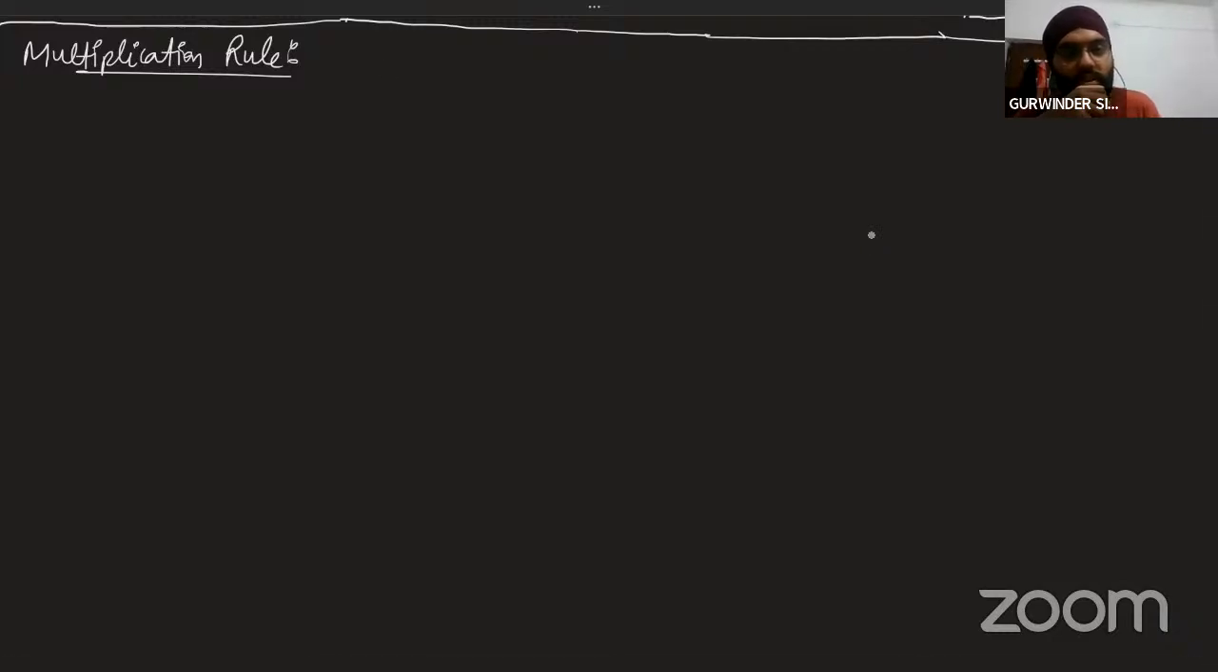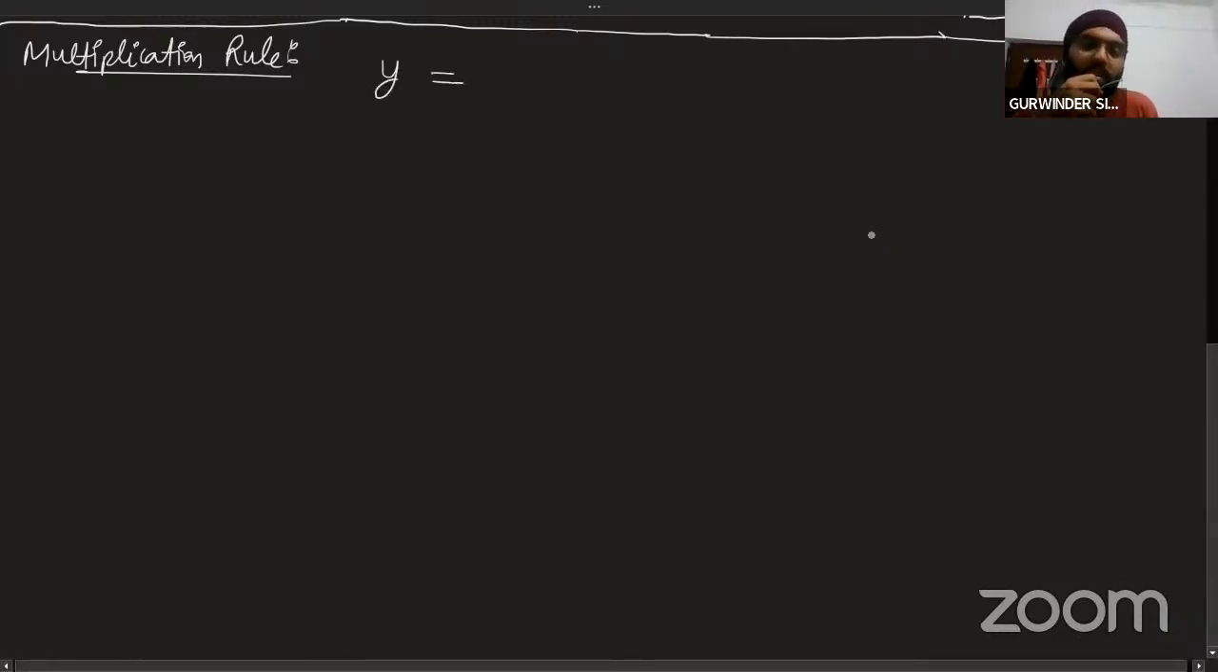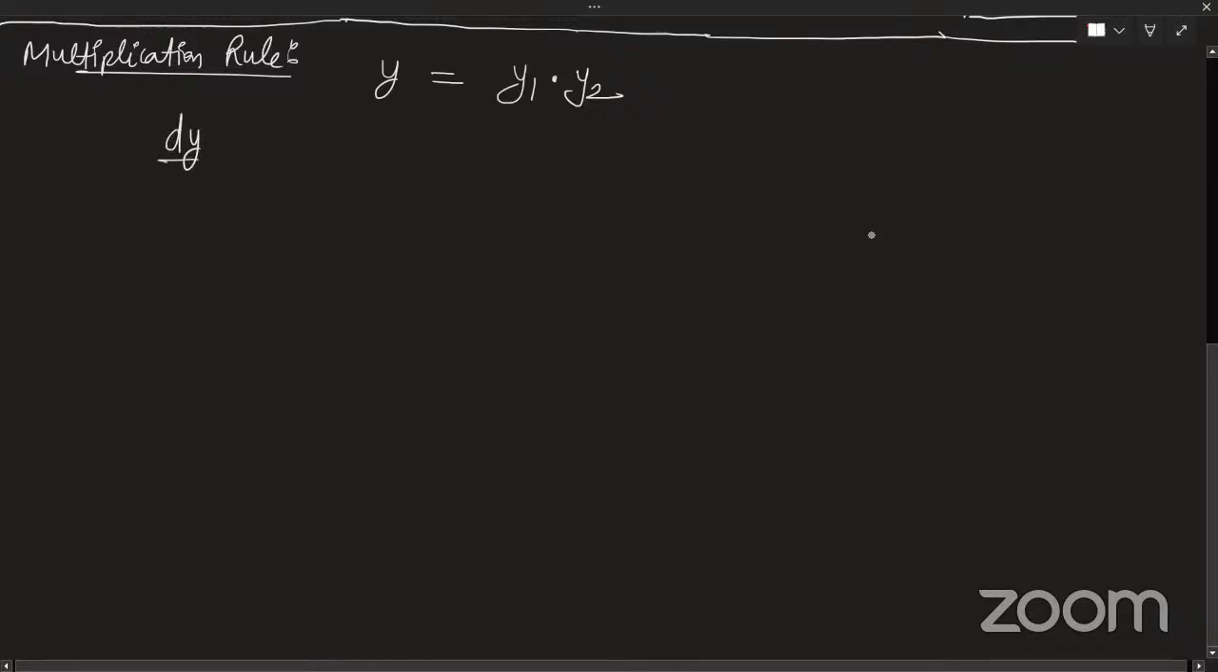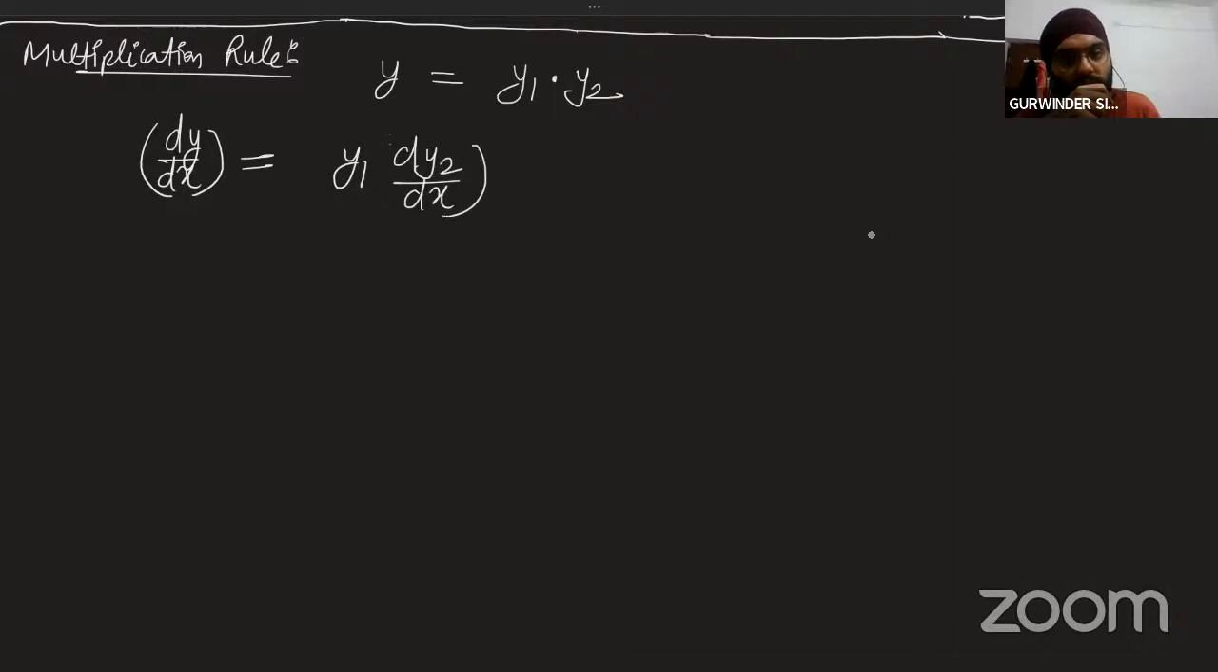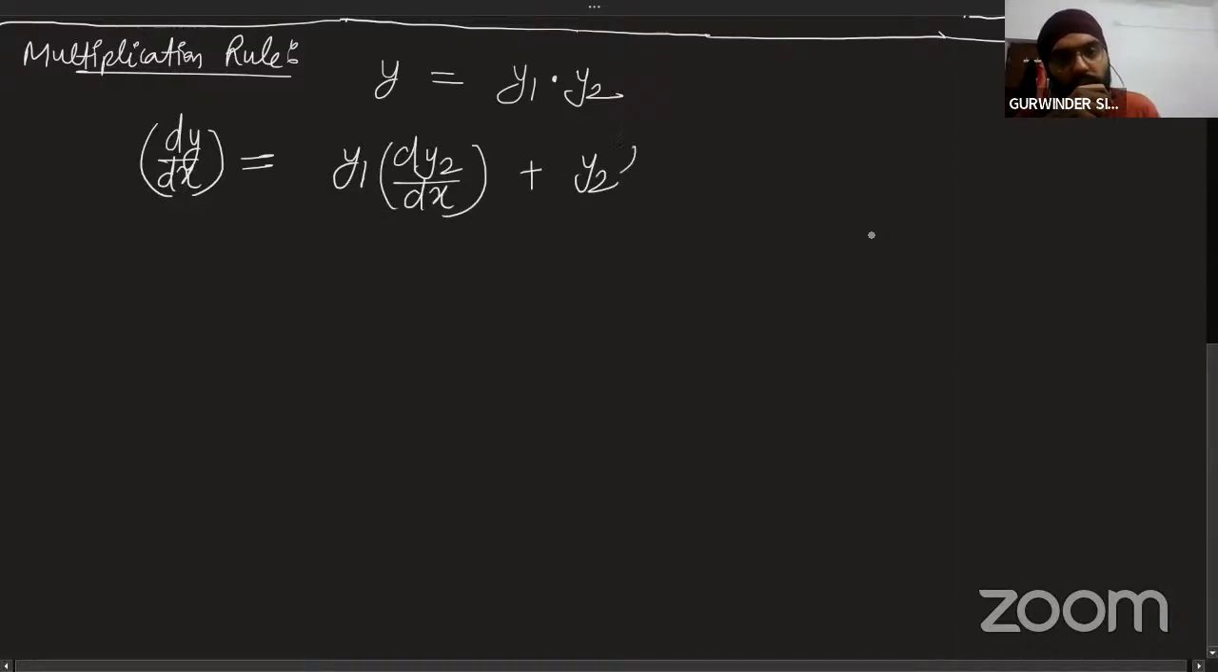First we have the multiplication rule. So what is the multiplication rule? Let us assume our function, or I will write it as y only. Till now you have learned it as y. Our function y is written as a multiplication of two functions. So how will you take its derivative? What will be dy by dx? It will be first function multiplied by derivative of second plus second function multiplied by derivative of first.